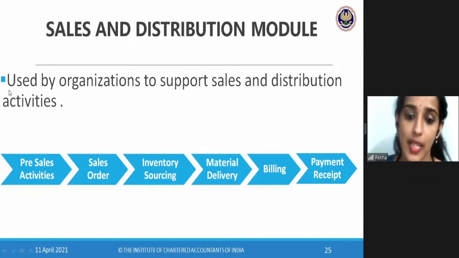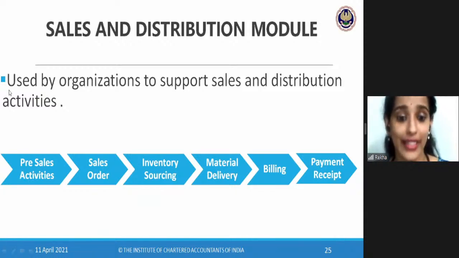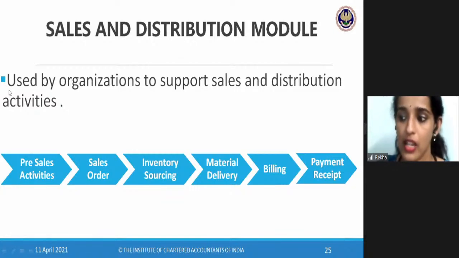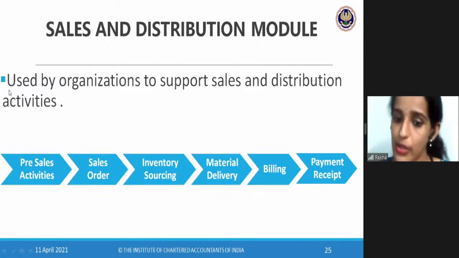Say, for example, what is the product that they require? What is the quantity? What is the time within which they require the product? The delivery, the address, all these things will be taken. Then inventory sourcing is getting the necessary raw material for producing that particular product. So whether it is already there, then it can be delivered. Else you need to procure it.